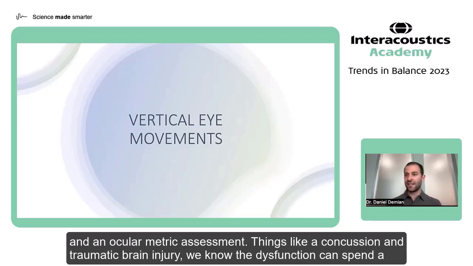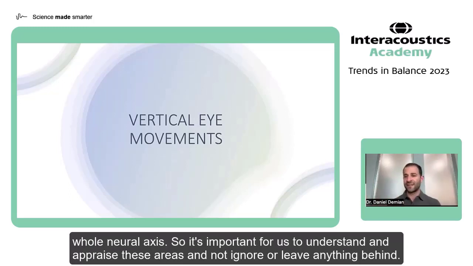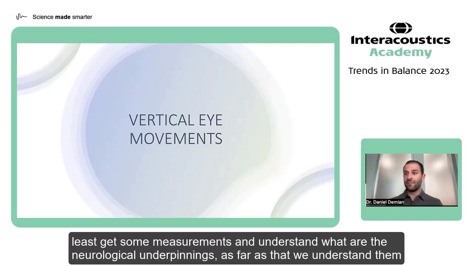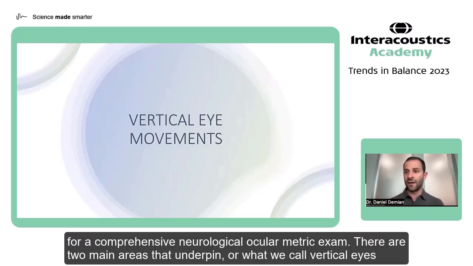Things like a concussion and traumatic brain injury, we know the dysfunction can span the whole neuroaxis. So it's important for us to understand and appraise these areas and not ignore or leave anything behind. The other thing is that other conditions may be specifically targeting these areas. So it's good for us to at least get some measurements and understand the neurological underpinnings, as far as we understand them, for a comprehensive neurological and oculometric exam.